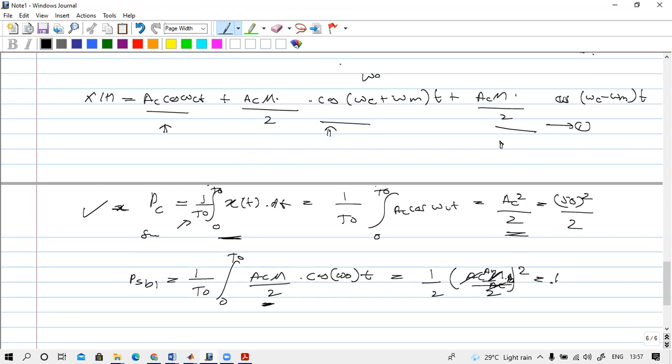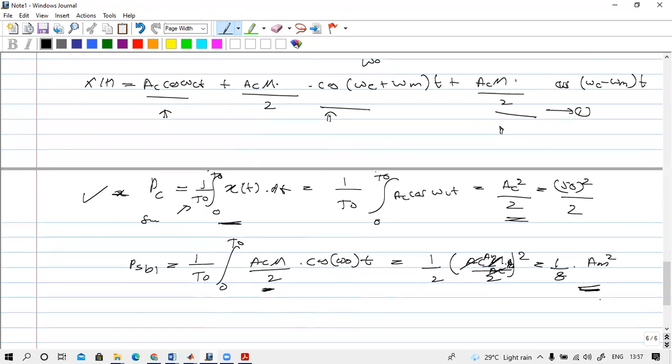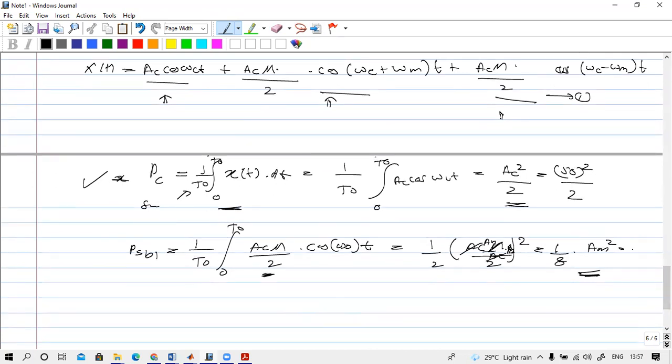So you will get this 2 squared, which is 4, and 4 by 2 is 8, and you will get AM square by 8. This is one sideband signal. AM is 10, so you can find that value. And the second sideband is also the same. We can get this signal, AC mu square by 2. Mu is equal to AM by AC, AC, AC cancel out, only AM is there. And here it is 4, 4 by 2 is 8. So we will get AM square by 8. This is the second sideband signal.